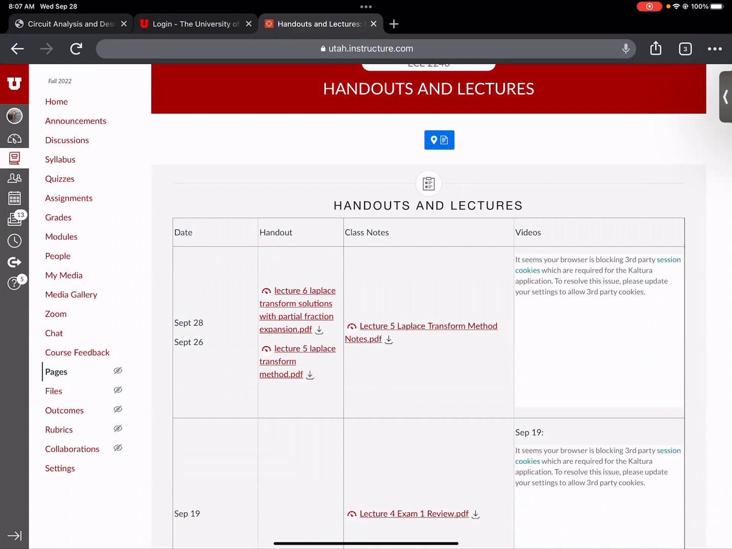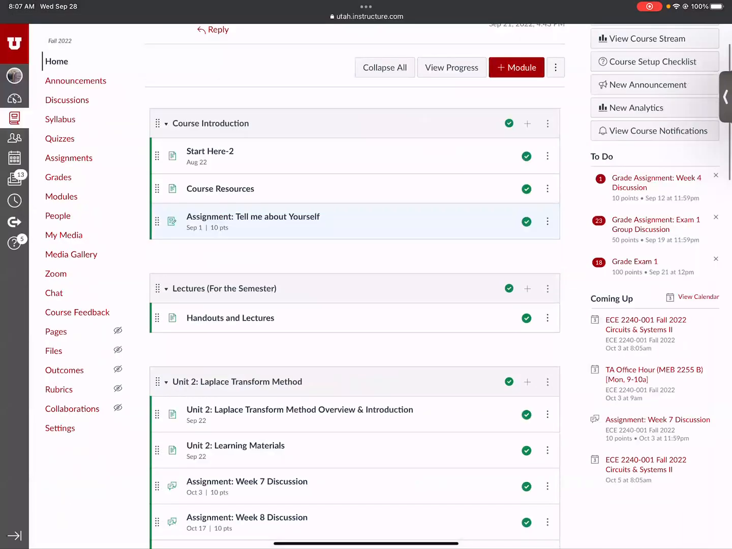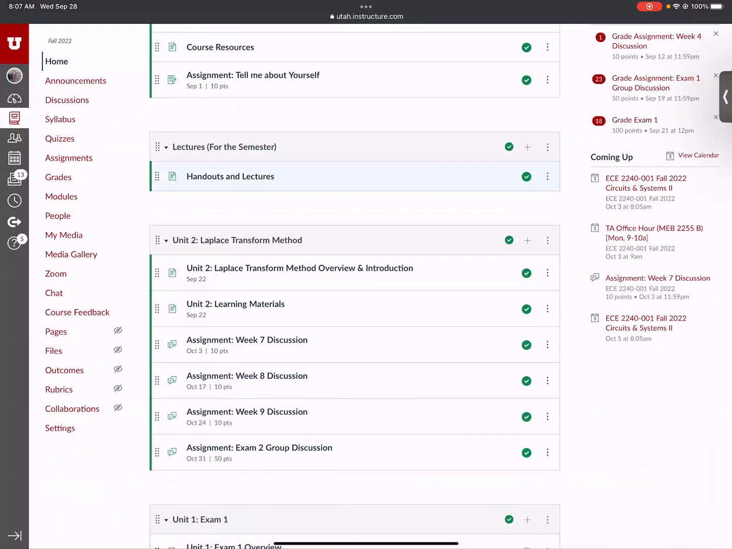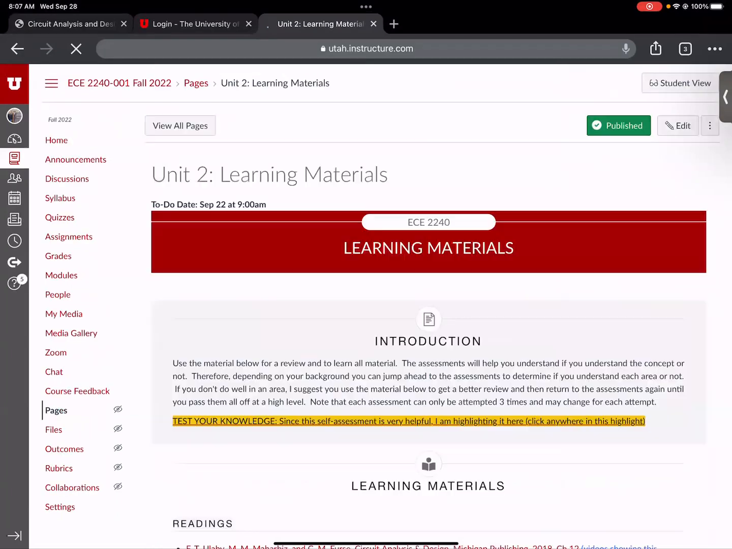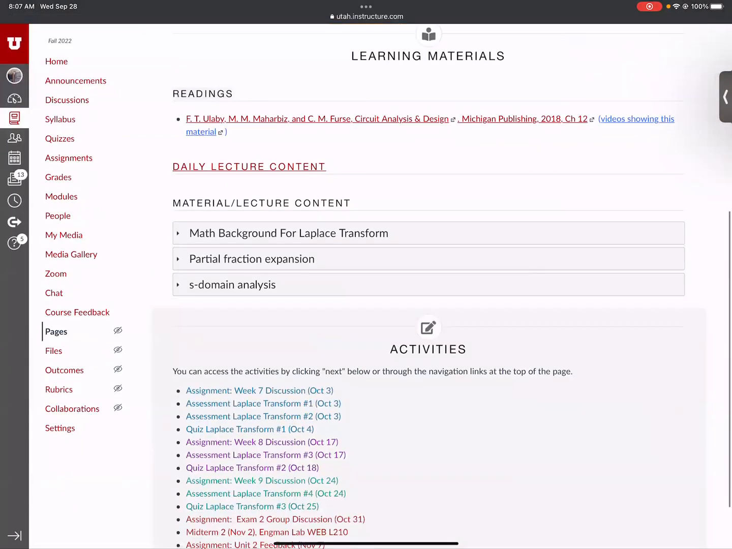So today I was also able to start getting more materials. So you should have access now to the Laplace transform method. So this is our unit, and there is starting to be some material there. Under the learning materials, you're going to find some math background for the Laplace transform.